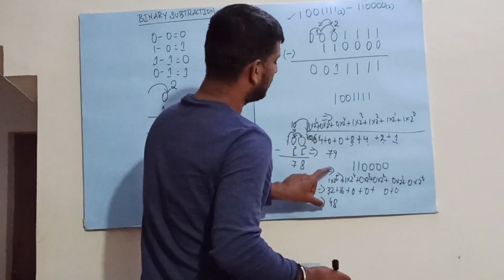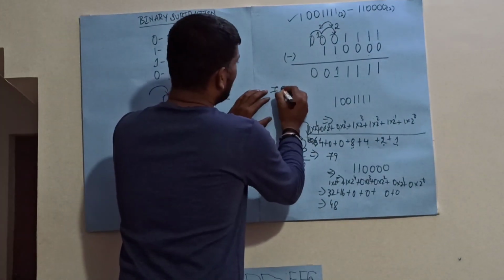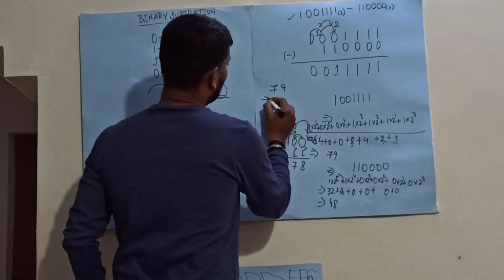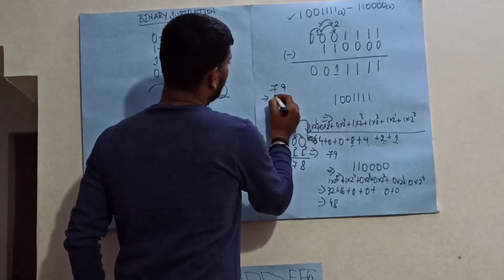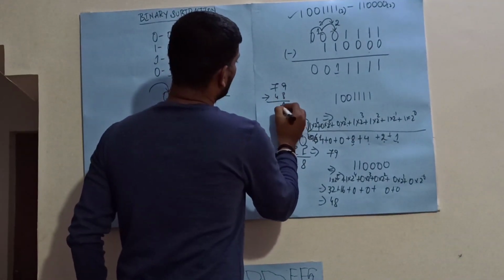Let me subtract these two values. 79, if I am subtracting with 48, I will be getting 31.